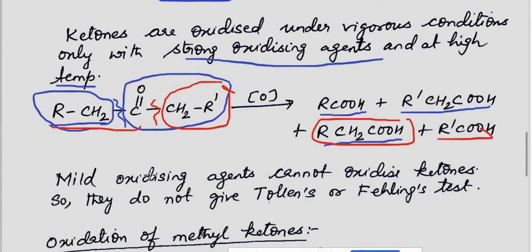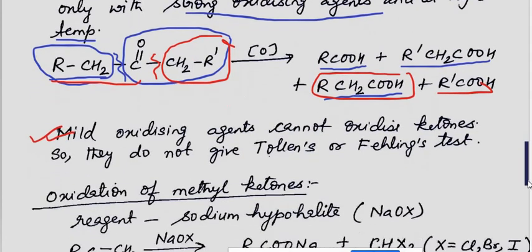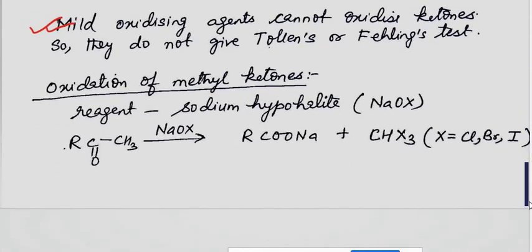So you can see that ketones are oxidized only under vigorous condition. They are difficult to oxidize. The presence of strong oxidizing agent is needed. Along with high temperature, different carbon-carbon bonds are broken and we get a mixture of different carboxylic acids. Mild oxidizing agents will not be able to oxidize ketones at all. So Fehling's and Tollens test work only on aldehydes. Now we come to the next one.